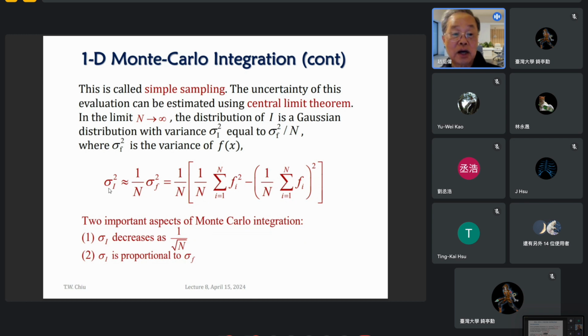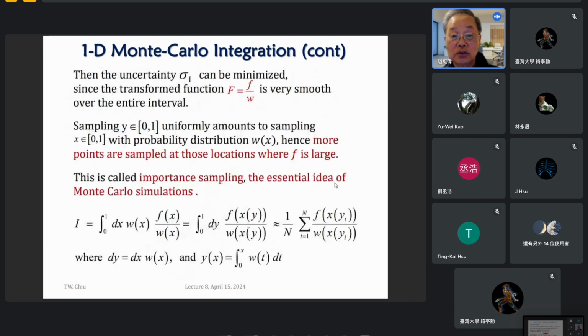So you have a smaller sigma, even though the sampling number is the same. For simple sampling, sigma f is larger, because in importance sampling the function is f over w, but for simple sampling it is the small f itself. So the transformed function f over w is smoother. This is the basic idea of importance sampling.